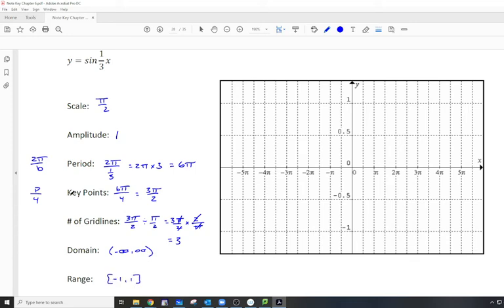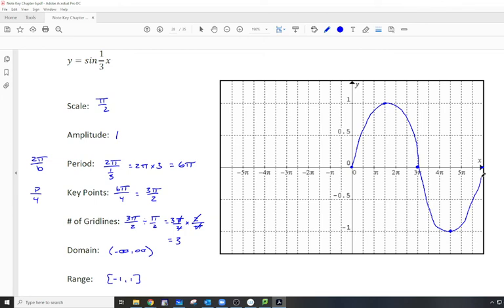Okay, so how do we graph this? Well, the sine x graph starts at 0, 0. Nothing has changed that, so we're still going to start at 0, 0. My amplitude is 1. And my key points are going to happen every 3 pi by 2, so every 3 grid lines. So in 3 grid lines, 1, 2, 3, I'm going to go up to 1. 3 more grid lines, 1, 2, 3, I'm going to go back down to 0. 3 grid lines, 1, 2, 3, I'm going to go down to negative 1. 3 grid lines, 1, 2, 3, I'm going to go back up to 0. That gets me 1 cycle of the sine graph between 0 and 6 pi.